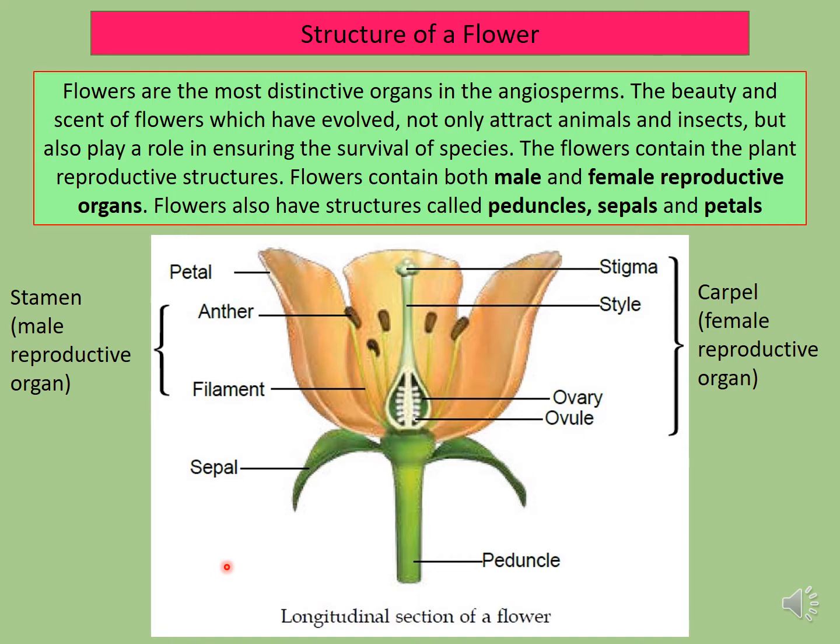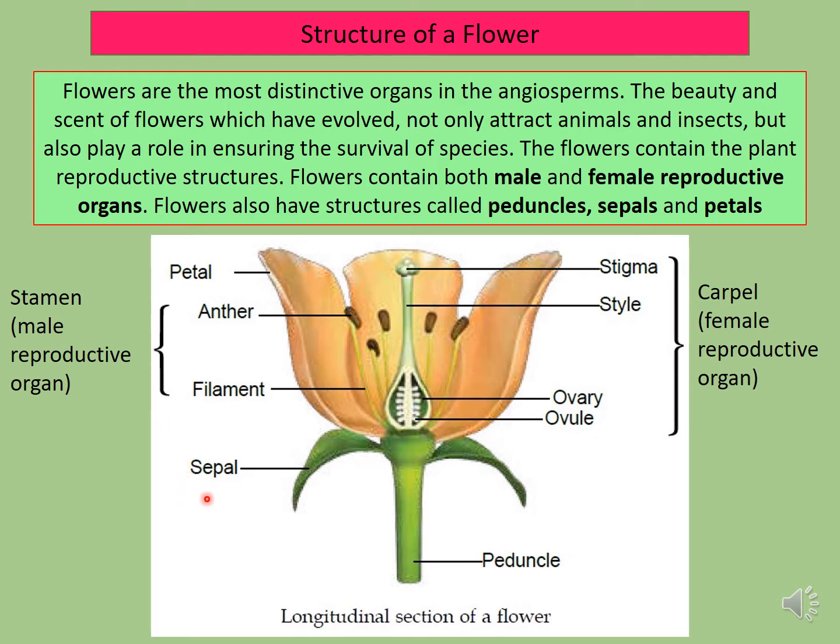Here are the diagrams showing the longitudinal sections of a flower. This is petals. Petals are modified leaves that surround the reproductive parts of the flower. This is anther. Anther is the part of the stamen that contains pollen. It contains pollen grains, the male reproductive cells of the plants. And then these are filaments that hold the anther up. Anther and filaments are the male reproductive organs, or we call it stamens.